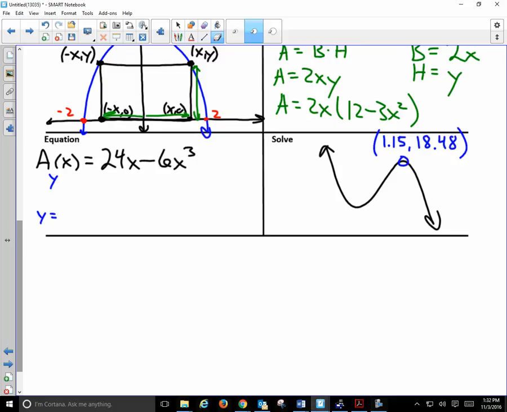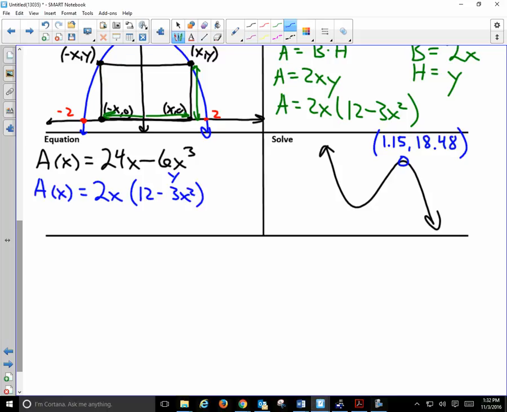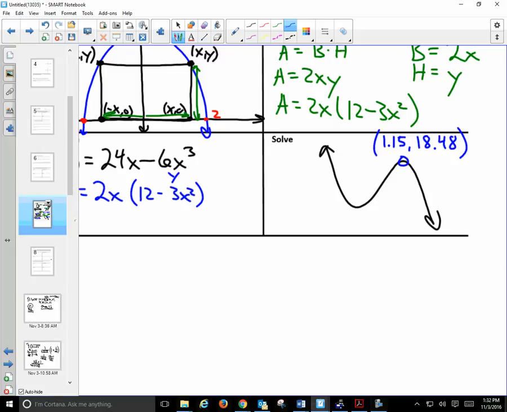So, as you look at how this is set up, here's what we've said. Area in terms of x is equal to 2x times y. And what was y? Y was 12 minus 3x squared. So this is where the y is sitting. We have a new y. This new y represents area as opposed to height. Okay? All right, flip it over.